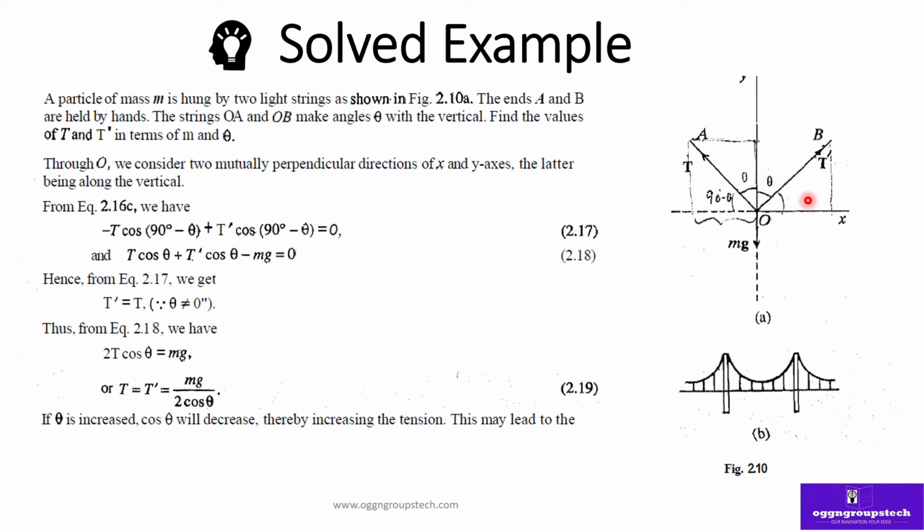That is equal to 0, and we have one more expression, that is T cos theta plus T dash cos theta minus mg is equal to 0. This is one more expression we are getting here. Now from the expression 2.17, the value of T dash is equal to T.